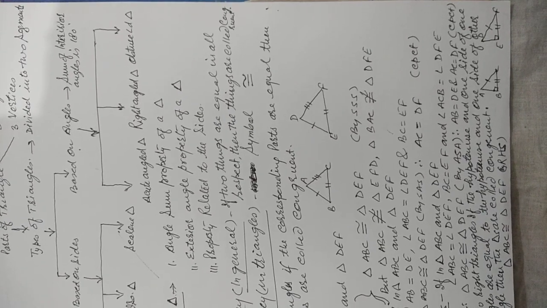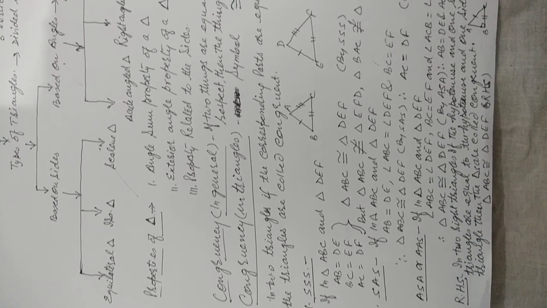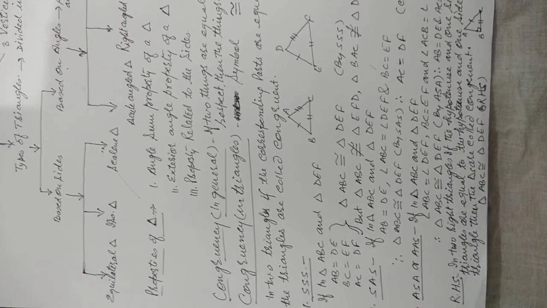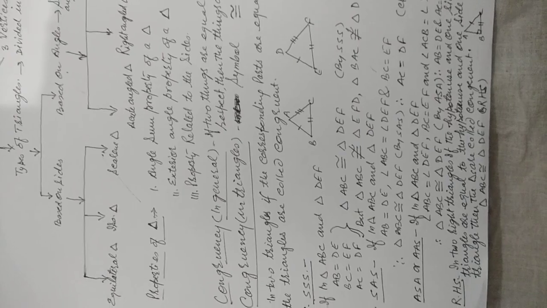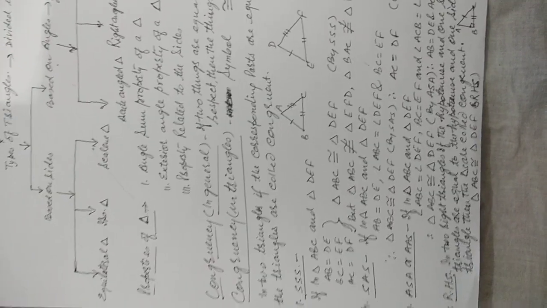Especially in case of triangle. So congruency in triangle, the symbol of congruency is this. This is the symbol of congruency. And if in two triangles the corresponding parts are equal, then the triangles are said to be congruent. Once again, in two triangles, if the corresponding parts, whether it is sides or angles, are equal, then the triangles are said to be congruent.